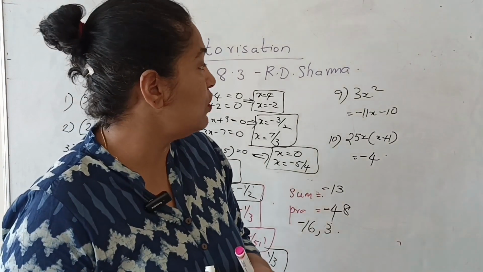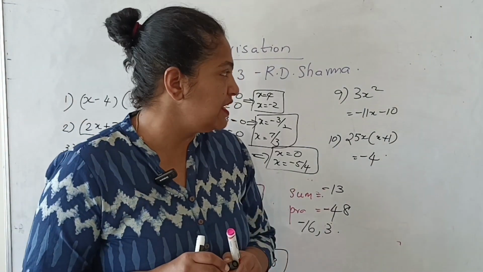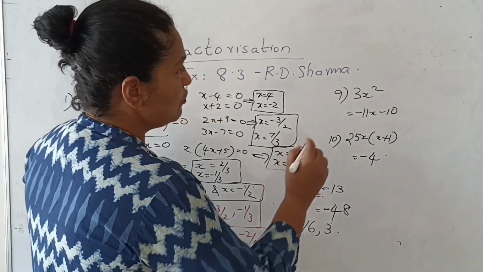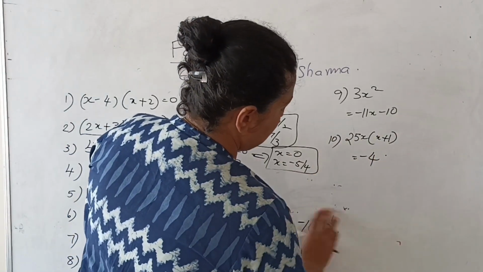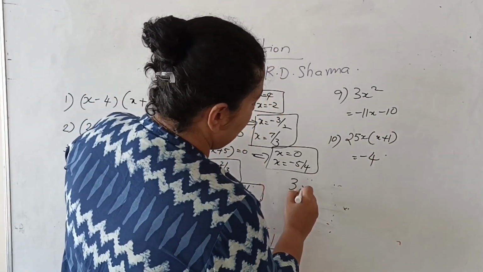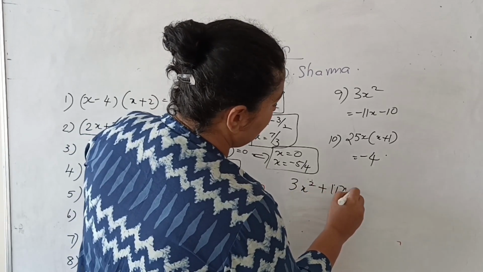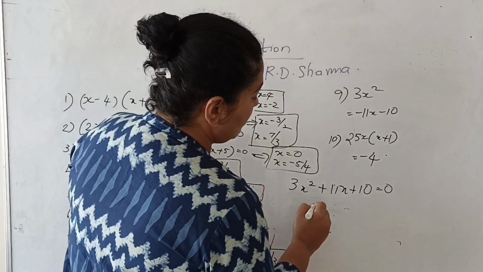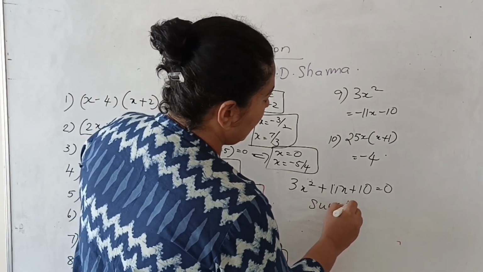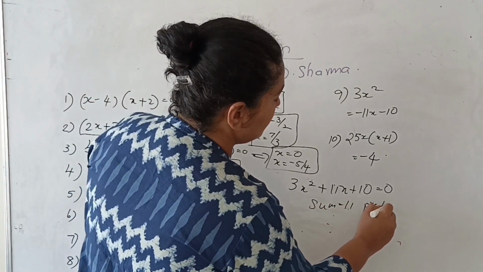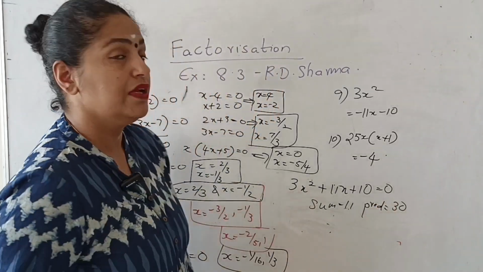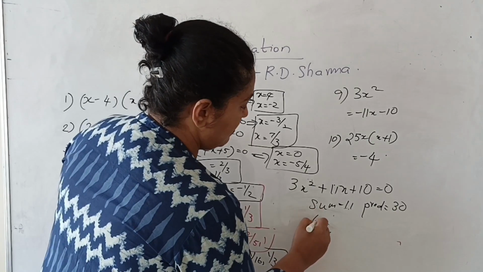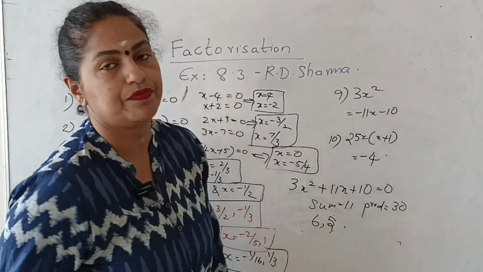Okay. Now let us move on to the ninth one. The ninth one is not given in the standard form. We have to rearrange in order to get a proper form. So here you can write 3x square plus 11x plus 10 is equal to 0. Now you have a proper quadratic. The sum of the terms has to be 11 and the product has to be 30. Okay. Now what are those two numbers? Very easy. It is 6 as well as 5.